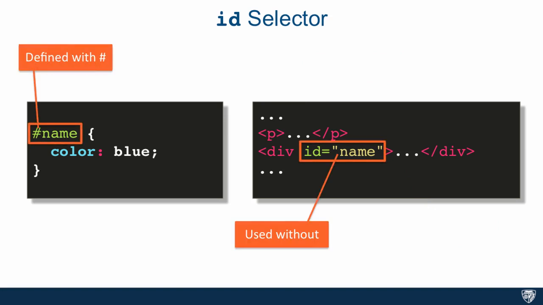Similarly, in the way you define a class selector versus use a class selector, the ID selector is defined with a pound sign, followed by the value of an ID within your HTML document, and again, you cannot have any space between the two. But when you use it, the pound goes away. It's just the actual value of the ID itself.